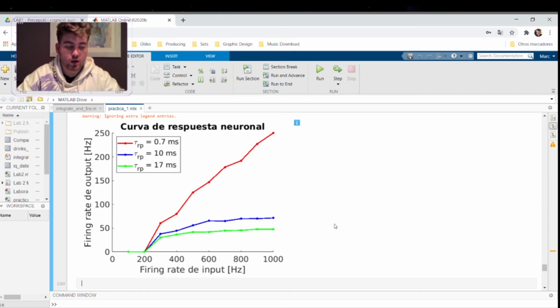Next question, why do neurons with high time constants plateau earlier than those with low time constants? Since the higher we set the refractory period, the lower the output firing rate we will get. In this case, also again, 1 over tau rp.